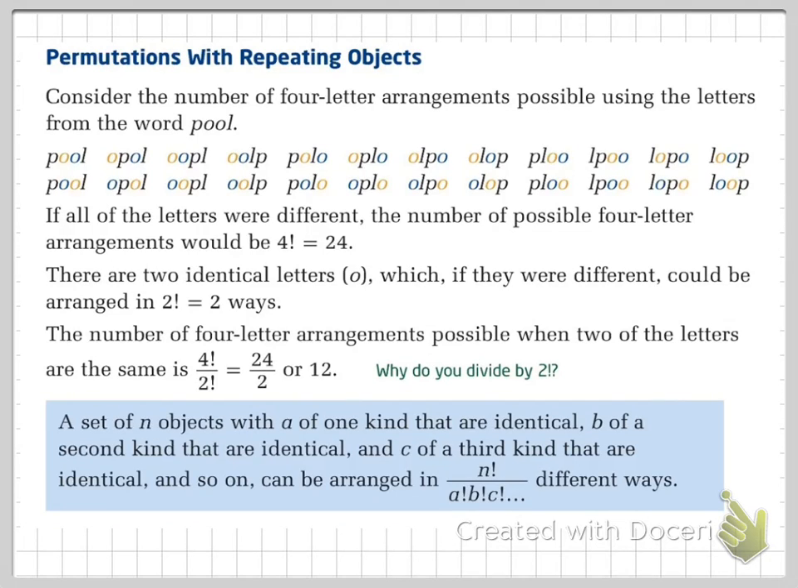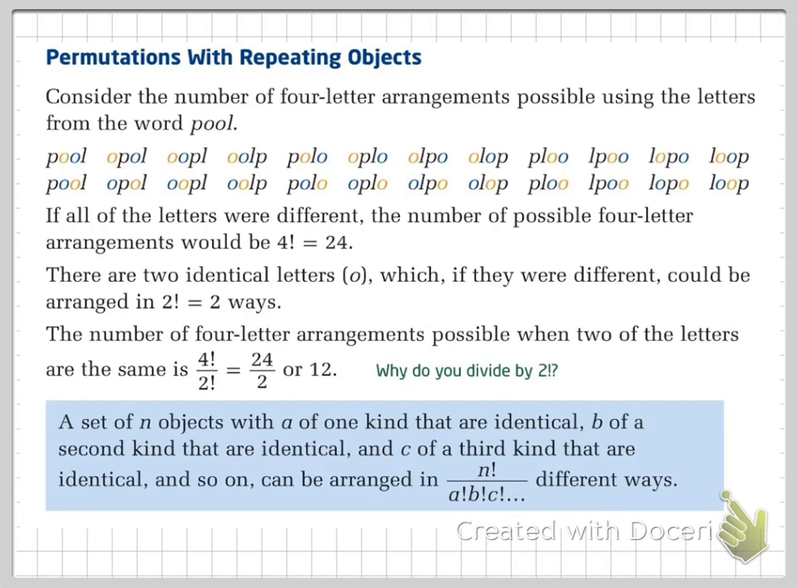Continuing with topic 11.1, permutations. These are permutations with repeating objects. Consider the number of four-letter arrangements that are possible using the letters from the word pool. If all of the letters were different, the number of possible four-letter arrangements would be 4 factorial, or 24.